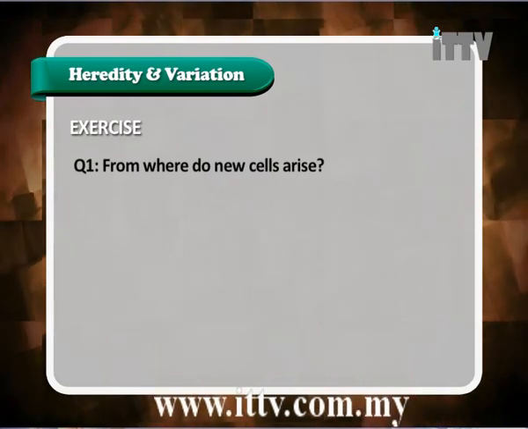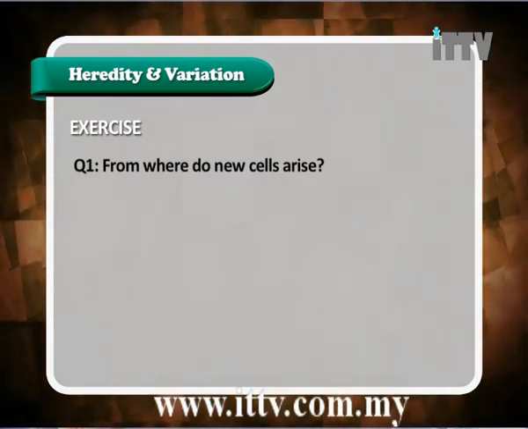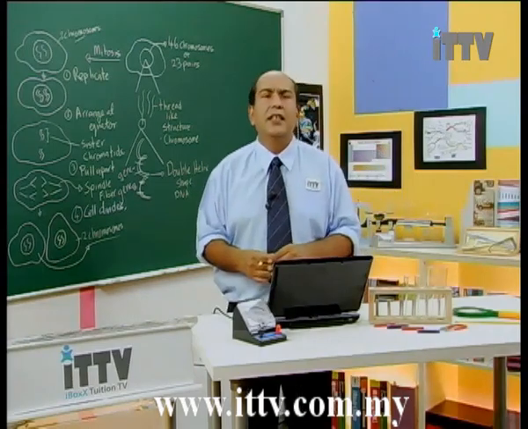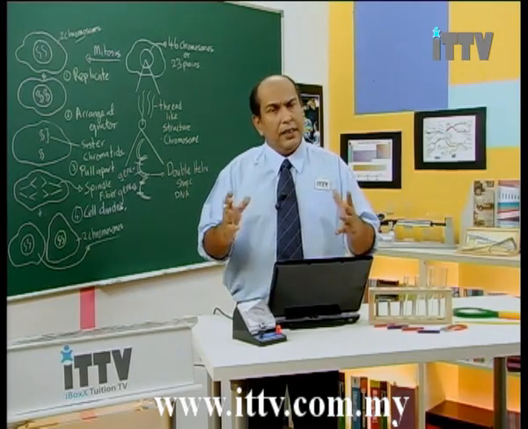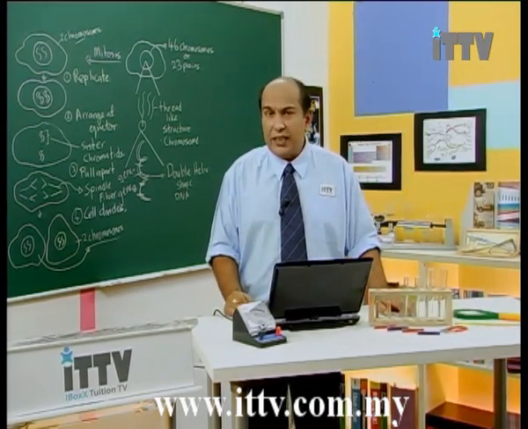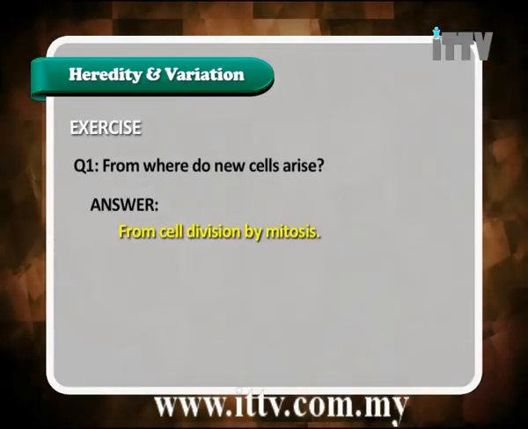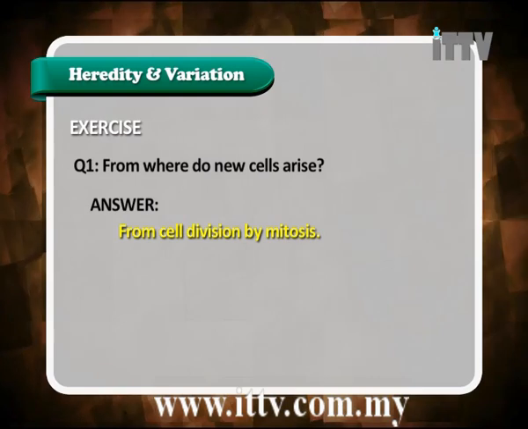Question 1. From where do new cells arise? So, how do we make new cells in our body? Think about it. We have to do a process. Let's check the answer. From cell division by mitosis.